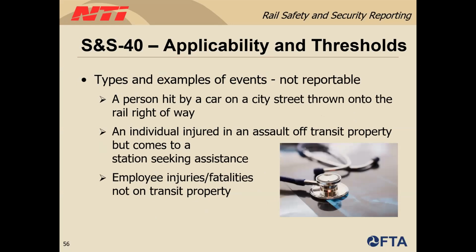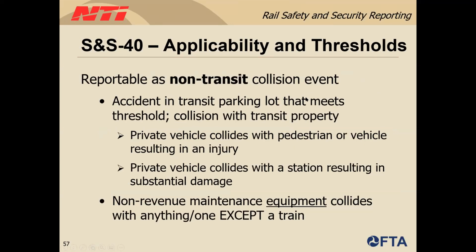Here are a few examples of events that are not reportable to NTD. The first two listed are examples of events that occur off transit property, and also the last bullet referring to employees injured on a city street or other property that is not transit-owned property. NTD also collects non-transit collisions, such as an accident in a transit parking lot or with transit property. And here you see a couple of examples. Another example of a non-transit collision would be if a rail maintenance equipment collided with anything other than a train and the event meets a reporting threshold.